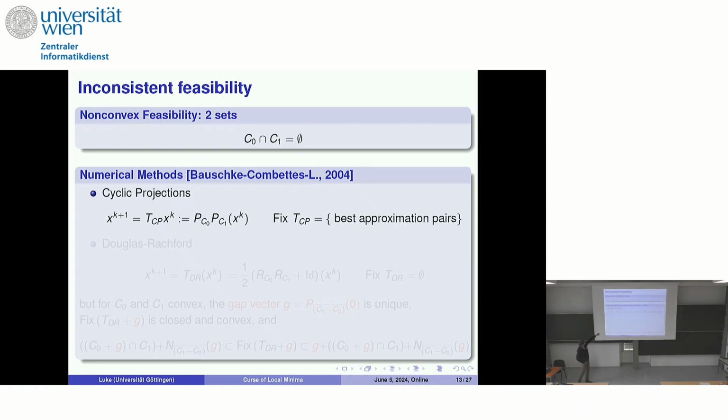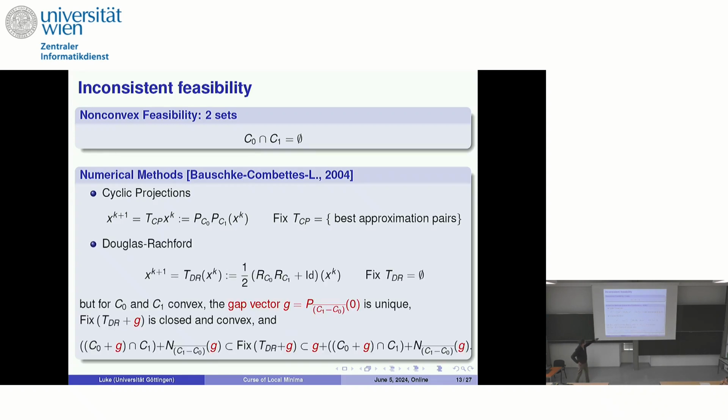So here's cyclic projections. Let's just look at the 2-set case. I'm going to talk about some work I did with Heinz and Patrick. Boy, I used to always say that was like 10 years ago, and now I have to realize that was 20 years ago. So the fixed points of the cyclic projection operator, you can identify these with best approximation pairs between the sets. Now, if you go to Douglas-Rachford, which is one of my favorite algorithms, then this one doesn't have fixed points.